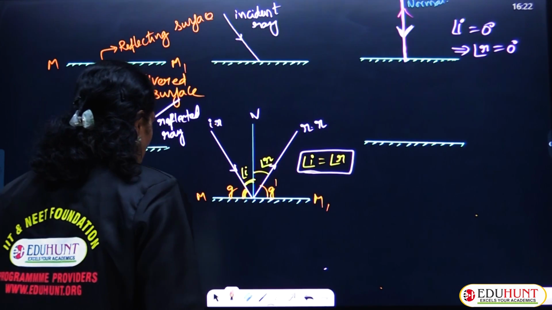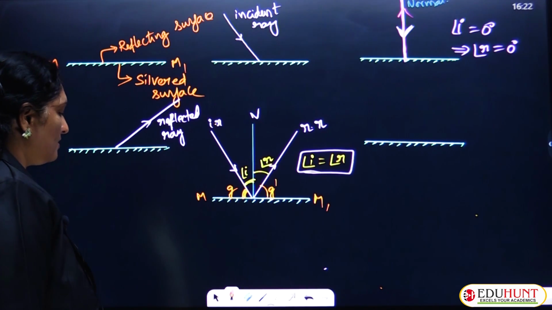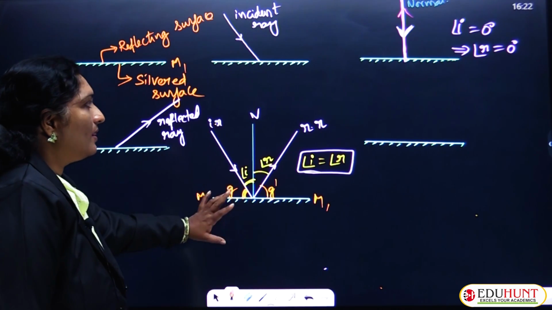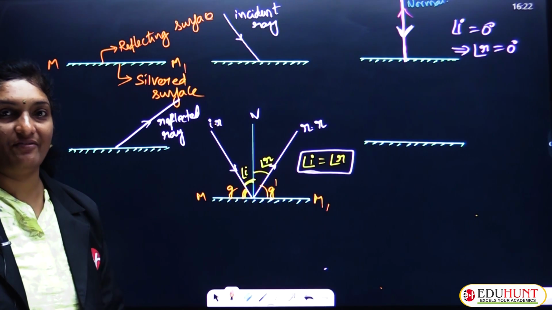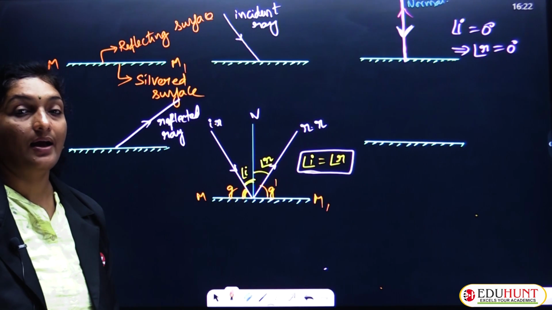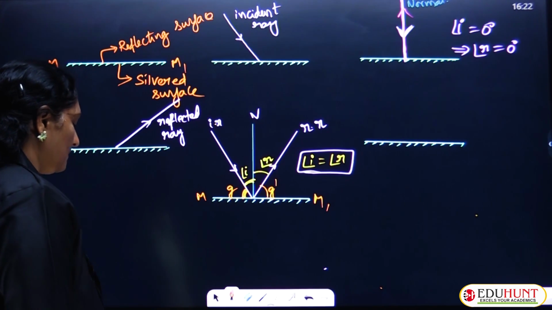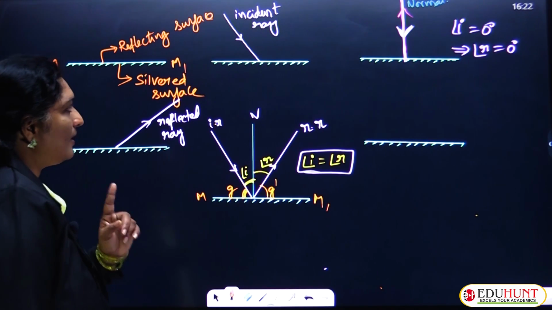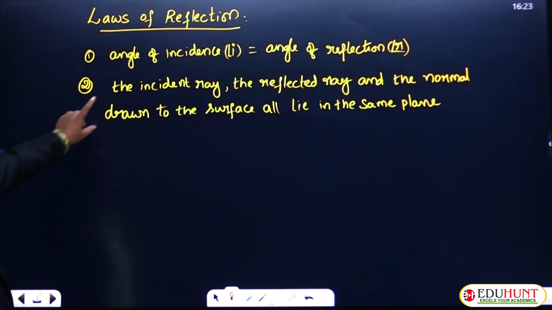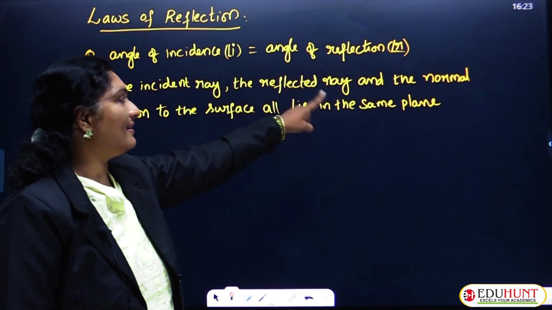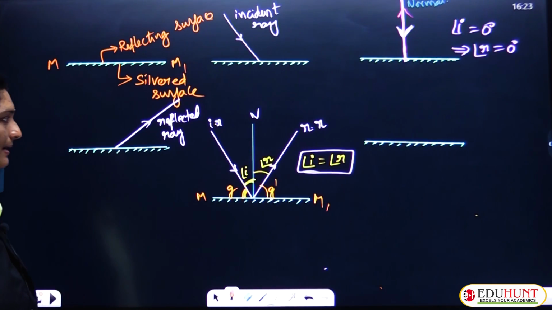Okay, children. I hope you understood all the concepts related to the light ray, incident light ray, reflected light ray, plane mirrors, glazing angle, incident angle, reflected angle, everything. Okay. Well, one more last term I have to explain, which also includes the second law. The incident ray, the reflected ray, and the normal drawn to the surface all lie in the same plane.